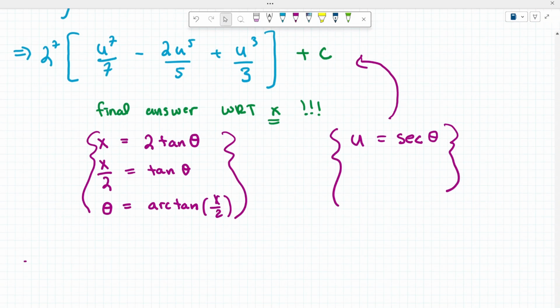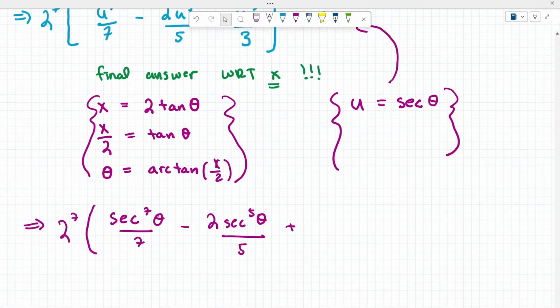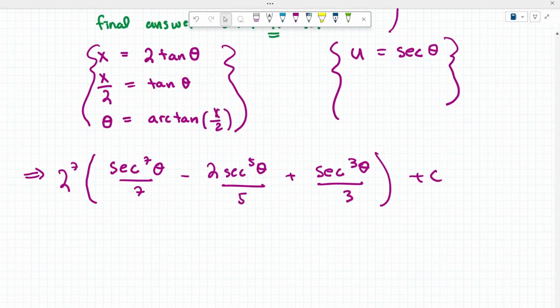So as a result, what do we get? We have 2 to the power of 7 times secant 7 theta over 7 minus 2 secant to the power of 5 theta over 5, and then plus, what do we have here? Secant to the power of 3 theta over 3, and then plus c. Okay, first substitution done.